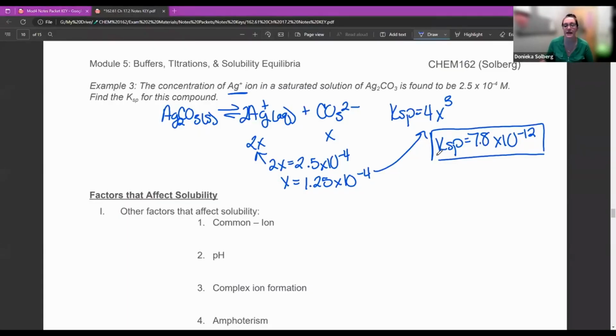Okay. So if you got 7.8 times 10 to the negative 12th, you did this right. I wrote out my KSP equation. I kind of dropped the ice table. I know this is going to be 2X and this is going to be X and KSP is going to be 4X cubed. The other piece of information I gave you in the problem is that the concentration of the Ag+ ion in a saturated solution, remember saturated solution means at equilibrium, is 2.5 times 10 to the negative 4th molar. So that meant this 2X value, which is silver, is 2.5 times 10 to the negative 4th. So I set those equal to each other, solved for X, then plugged it in and got my KSP as 7.8 times 10 to the negative 12.